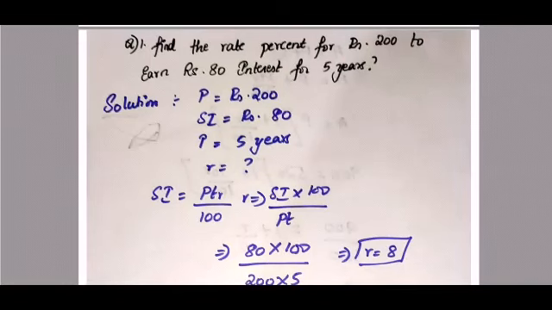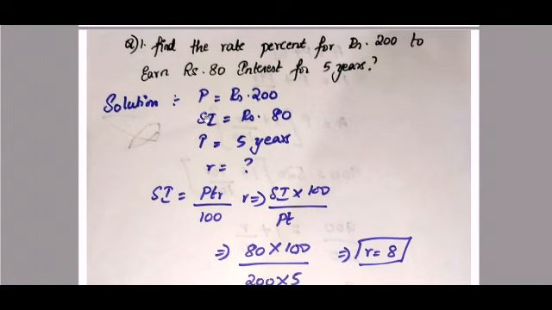So we are continuing with the simple interest problems. First problem in this video: find the rate percent for rupees 200 to earn rupees 80 interest in 5 years. They have given the principal amount, the simple interest and the time, but now we are supposed to find the rate of interest. What is the rate on which they have calculated the interest on the principal amount?